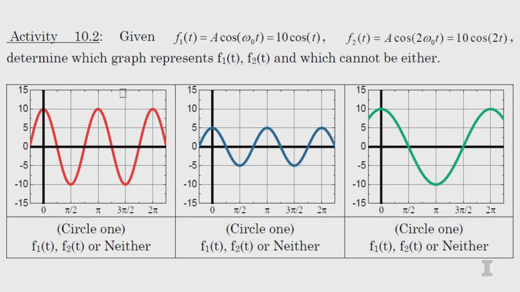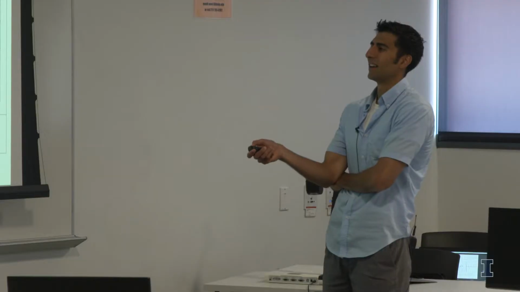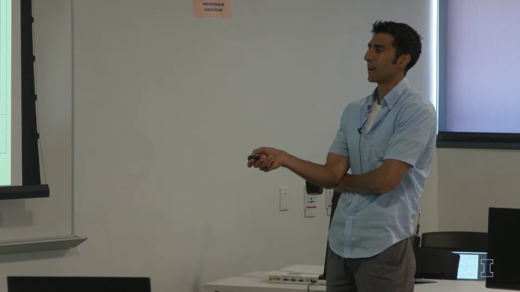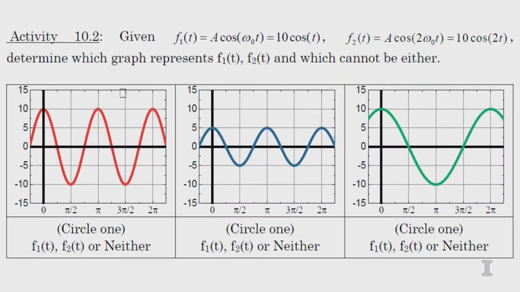Let's do another one. Think about this for a minute. All right, how about this one? So first, what's our amplitude here? Amplitude is 10, very good. Both those are 10, so that really doesn't help us differentiate. Now the frequency, so let's count. 1, 2, so in 2 pi we went twice. So that looks like our waveform there, F2.